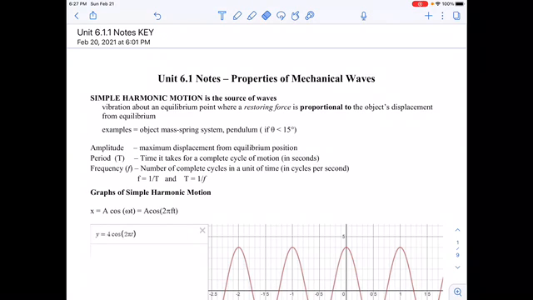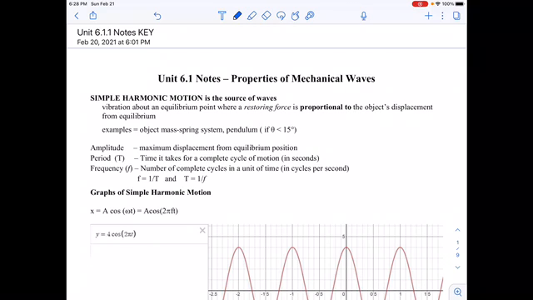In Unit 6, we are going to look at properties of waves because light behaves as a wave, and we need to understand how waves behave, how they interfere with each other, and so forth. So first of all, simple harmonic motion is the source of waves. And just a reminder that simple harmonic motion is the vibration about an equilibrium point where a restoring force is proportional to the object's displacement from equilibrium.